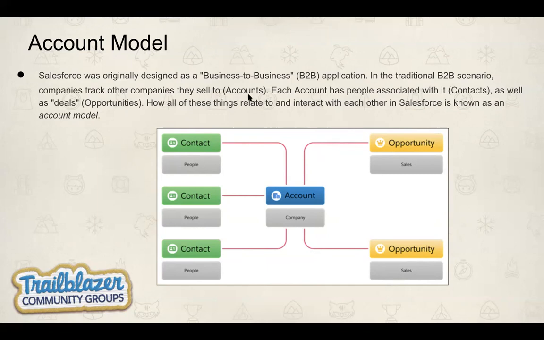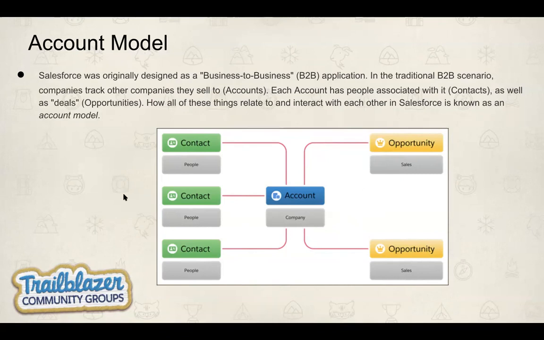So here you can see all three objects are available. Accounts, like companies to whom they sell products. Then contacts, like with those companies, some people are associated, so their information will be stored in contacts. And deals are opportunities. This way, Salesforce initially implemented Sales Cloud, right? With the help of this diagram, you can understand the relationships. Account is the parent, and contact and opportunities are related to those accounts. Account is company, contact are people, and opportunity is sales.